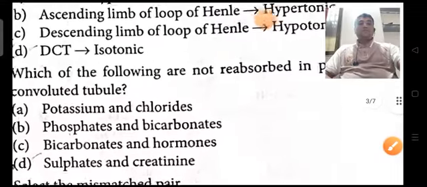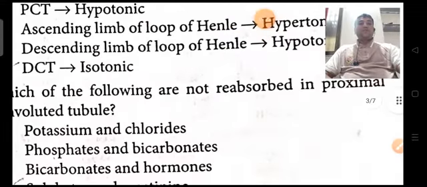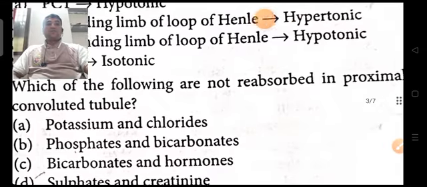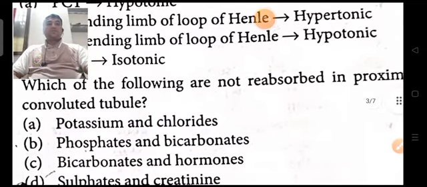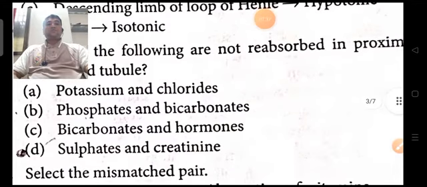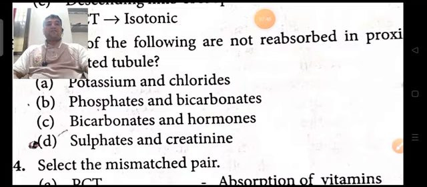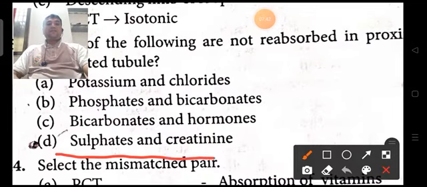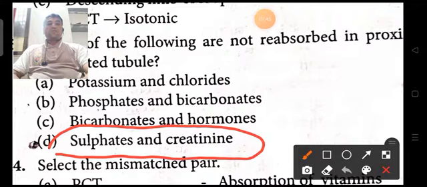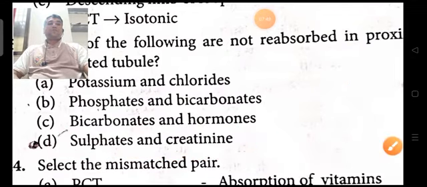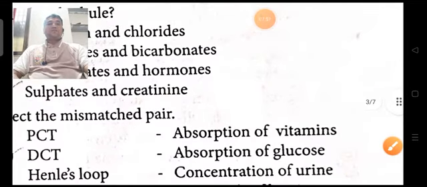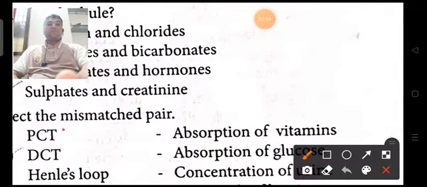Next, which one of the following is not reabsorbed in the proximal convoluted tubule? Potassium and chlorides, phosphates and bicarbonates, hormones, or sulfates and creatinine. Already we know that creatinine and sulfates are not absorbed. So D option.